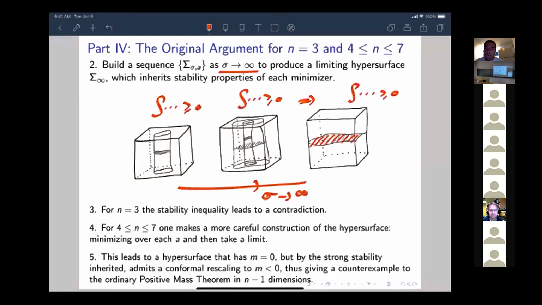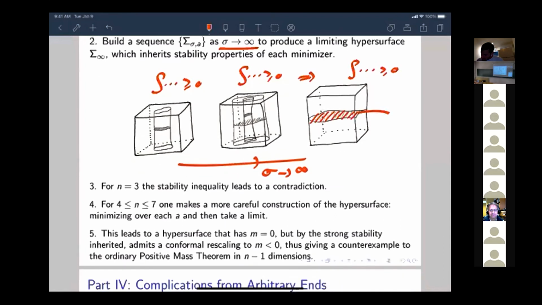But I'm not going to go into that argument. And then for 4 to 7, what you show is that the stability inequality leads to the existence of a conformal factor. So first of all, the mass of the minimal surface, but in one dimension lower. So this minimal surface turns out to be asymptotically flat. That's key. More than asymptotically flat, it actually has zero mass. And then you use the rigidity part. Then you use the stability inequality that's inherited on this hypersurface to show that there exists a conformal factor, which changes the mass to something negative. But of course, that gives a counterexample to the positive mass theorem in n minus one dimensions. And so you're done.